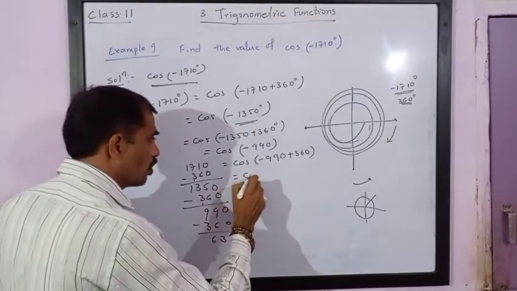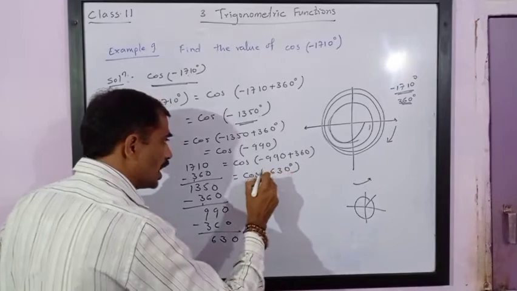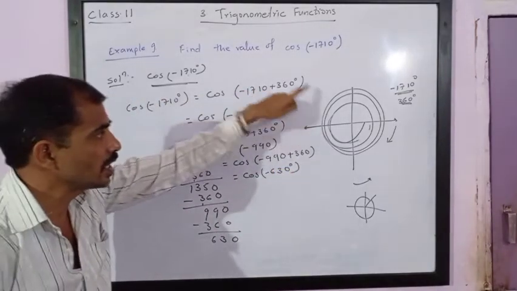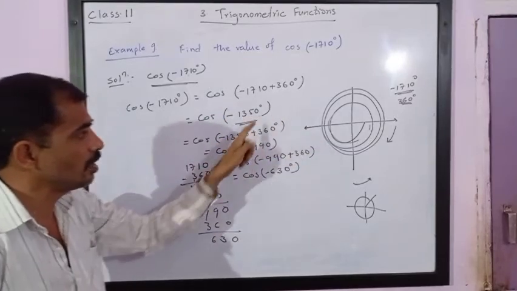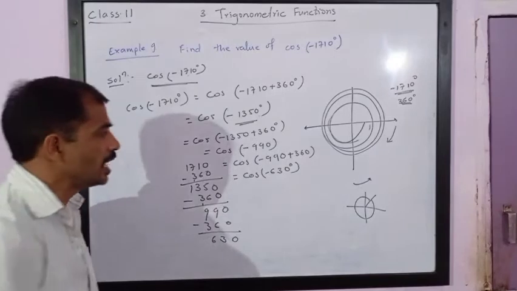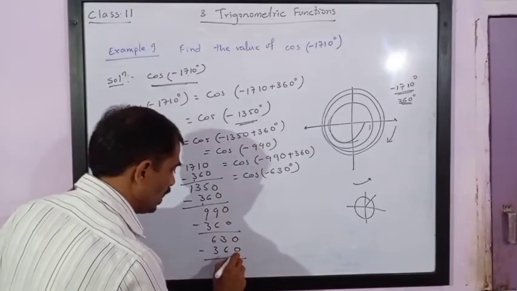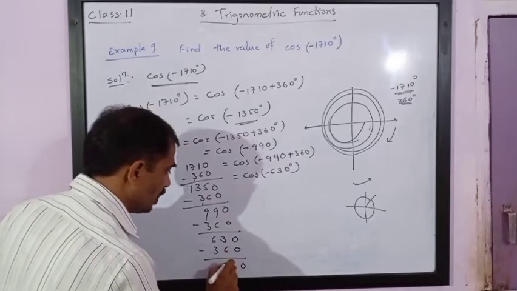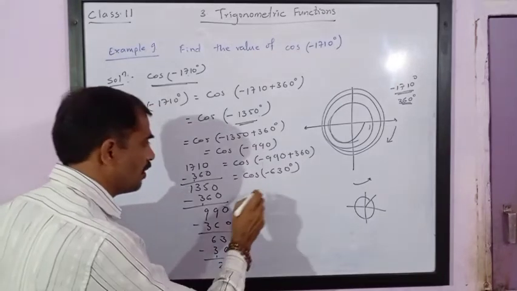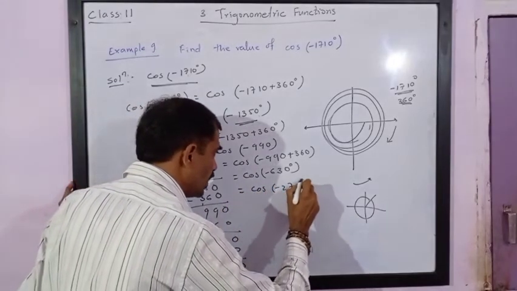So this is equal to cos of negative 630 degrees. Please note, we are moving 360, one circle back, again 360, one circle back, again 360, one circle back, again we are rotating by 360 degrees. So this is equal to, subtract 360 from this, you will get negative 270 degrees. This is equal to cos of negative 270 degrees.